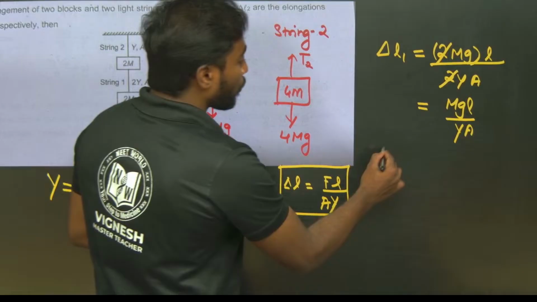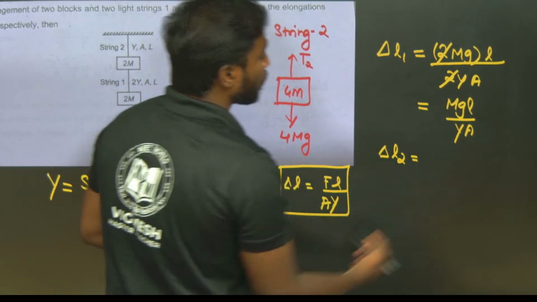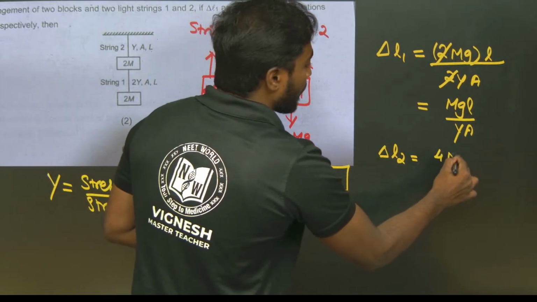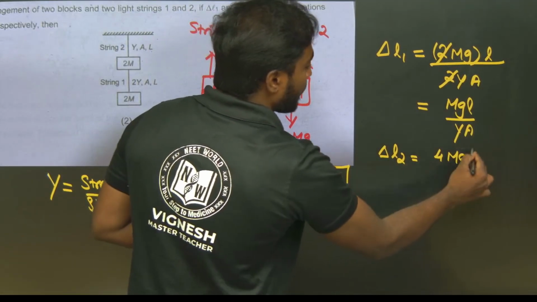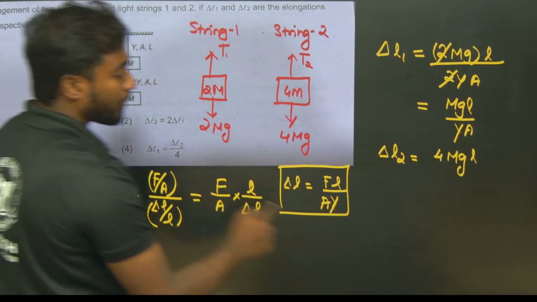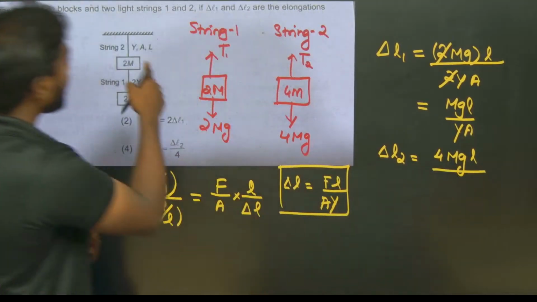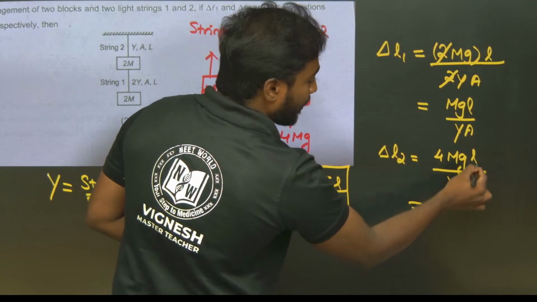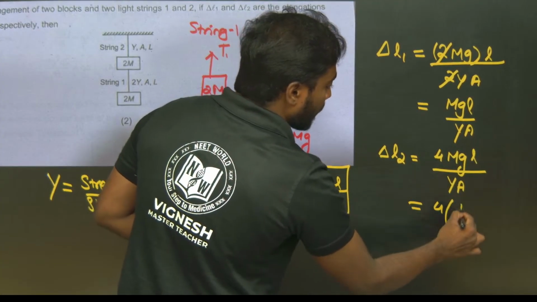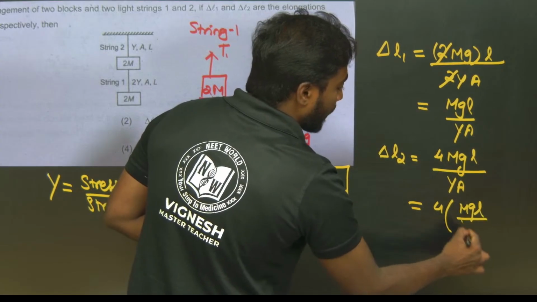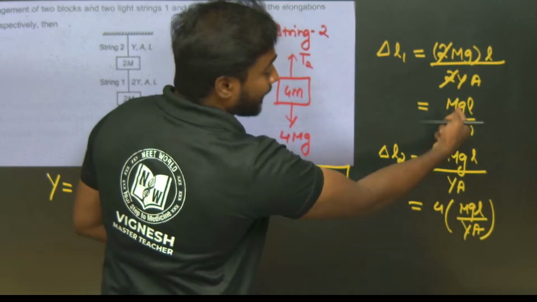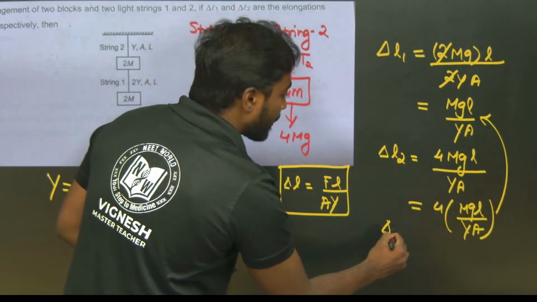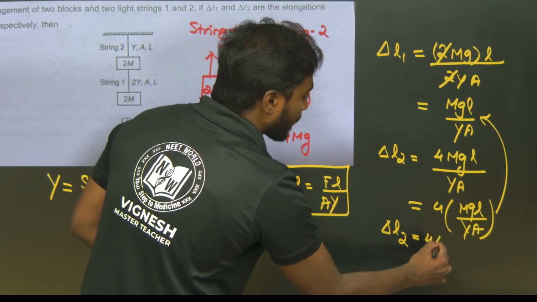So delta L2 is equal to, what is the force? 4 mg. Okay, 4 mg into L. Length is L, no? Divided by Young's modulus is Y, area is A. So YA. So if I see here, 4 into mgL by YA. So this can be written as delta L1. So delta L2 is equal to 4 delta L1.